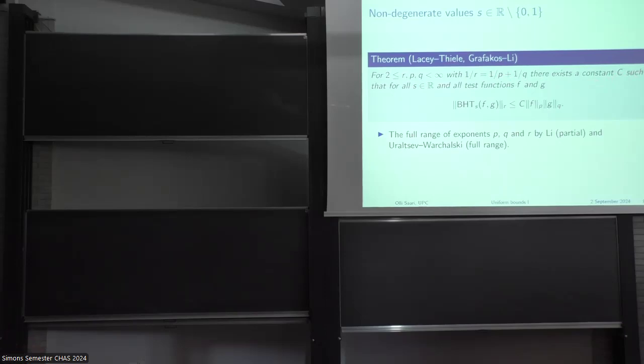And now this update by Grafakos and Lee was changing the order, so that given these exponents, there exists one C which works for all S. And this is why it's uniform. Okay, and this range of exponents, it's not optimal. I don't remember what the optimal range is. I just know that it's proved.